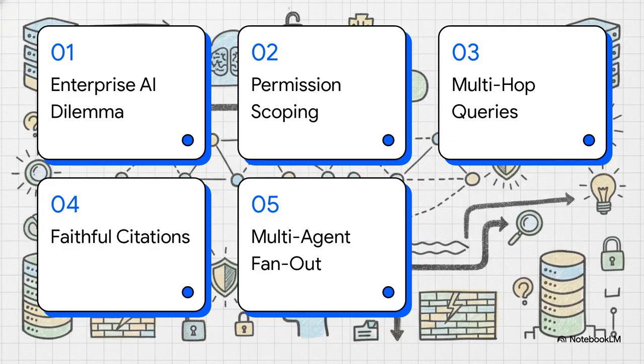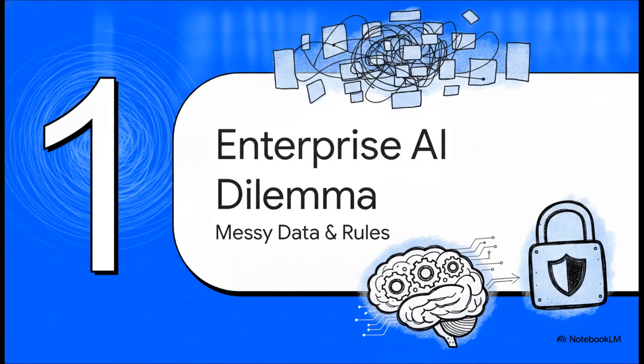To make sure that nightmare never happens, here is our architectural blueprint. First, we'll look at the enterprise AI dilemma. Then construct permission-scoped retrieval, build out multi-hop query loops, enforce faithful citations, and finally, scale the whole thing up with multi-agent fan-out. Let's kick things off with Layer 1 and properly define what we're actually up against.